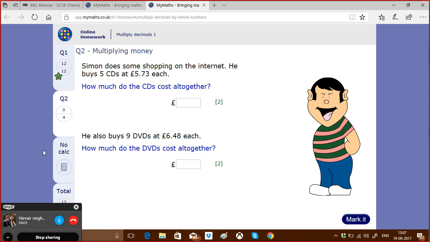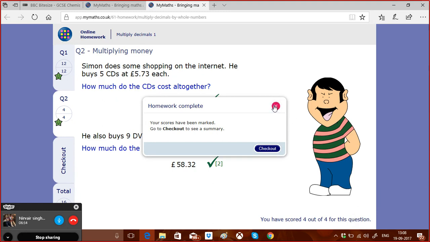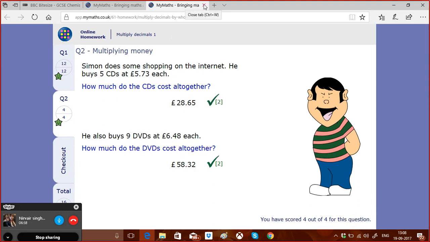Do you understand how to do that? Yeah. Great. Just try to give me your answer. 28.65. Now try the next one. I'm not sure of this one, but I think it's 58.22. 58.32. Yeah, you have to multiply 9.49 times 6.48. Let's check your answer. Oh yes, fantastic. Your answer is right. Do you understand how to do that? Yeah. Great.